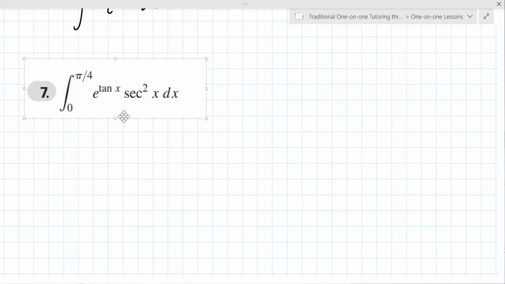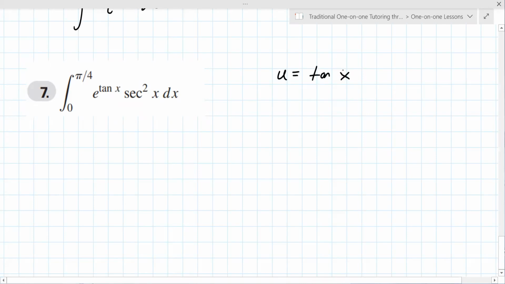Hey, Natasha, how are you doing on this one? Not too bad. I would guess that the u is tan x because the derivative of tangent x is secant squared x. That's a good choice. Works out great. Now, question for you here. Did you change the limits of integration when you made the substitution, or did you back substitute when you were done?